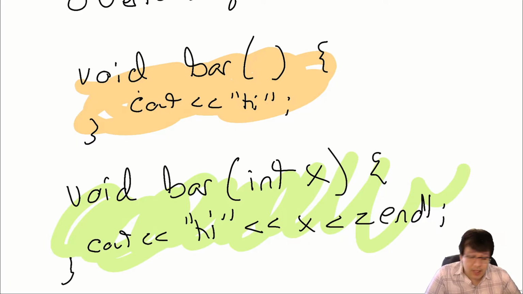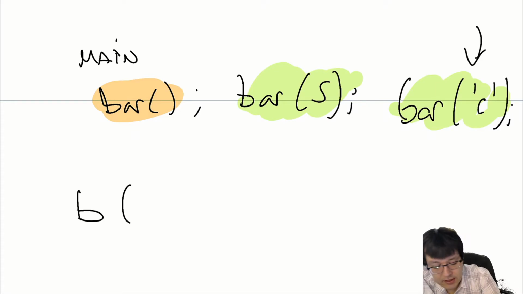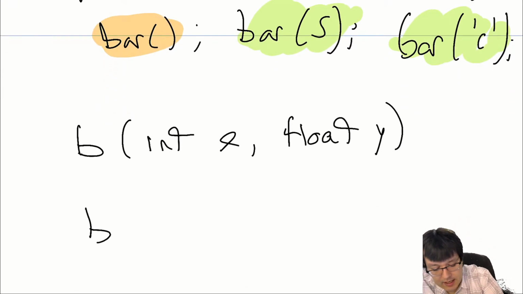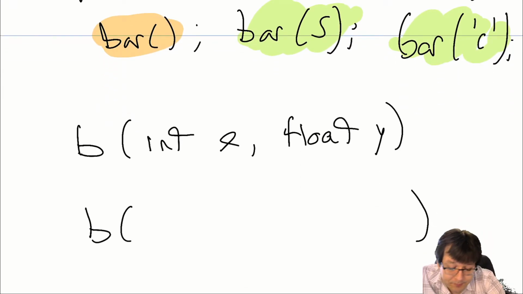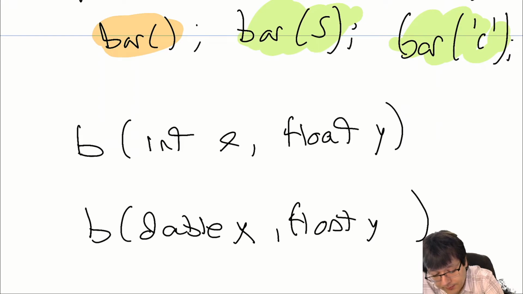So if I went ahead and had a function here that took an integer and a double, and then I went ahead and had another function, I'll just write them very fast. Let's say we have function b that takes an integer x and maybe a float y. And then I have the same function again, overloading it, and this one takes an integer and a double.